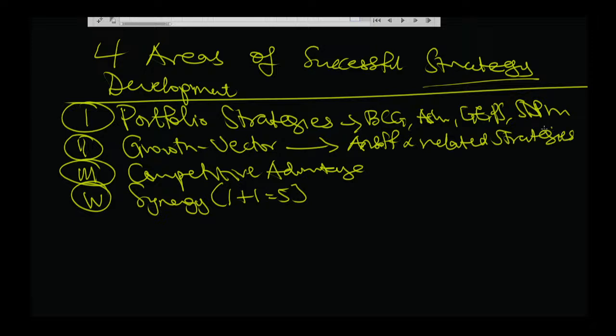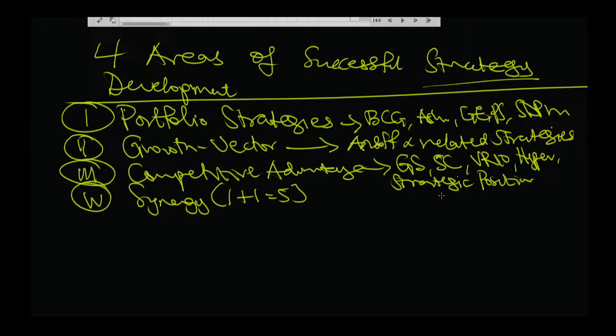Are we getting it? Then another area is competitive advantage, where you are looking at how to gain competitive advantage. Here you'll mostly be talking about the generic strategies, the strategy clock, the VRIO framework. You are looking at hypercompetition strategies, and strategic position or product positioning strategies by Porter. There are 6 principles. So these areas are likely.